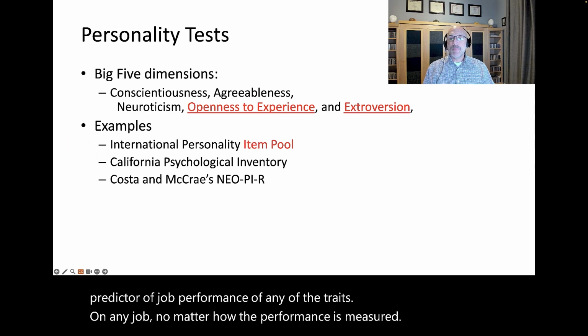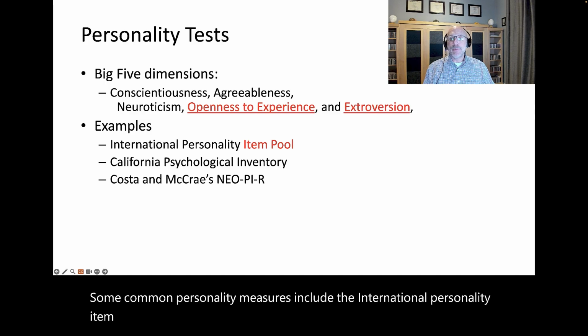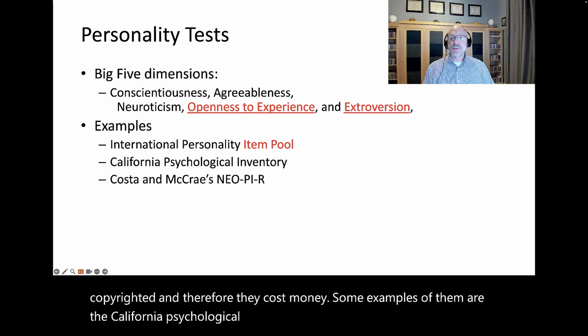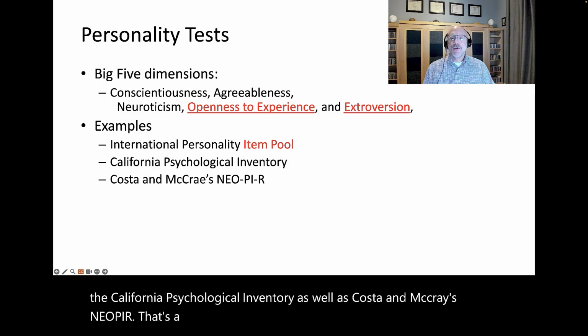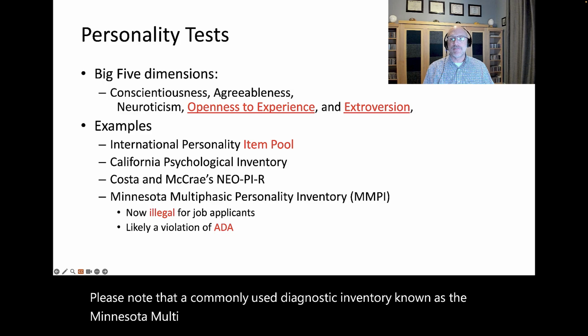Some common personality measures include the International Personality Item Pool, or IPIP, which is freely available on the internet. The others are copyrighted and therefore they cost money. Some examples of them are the California Psychological Inventory, as well as Costa and McCrae's NEO-PI-R. That's a mouthful.